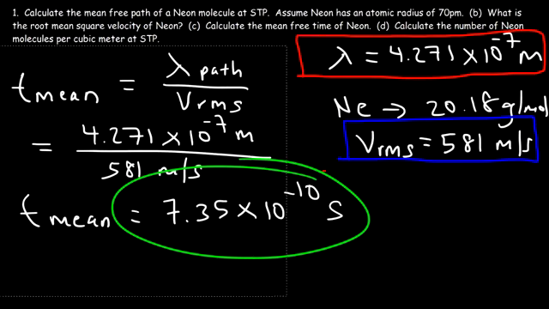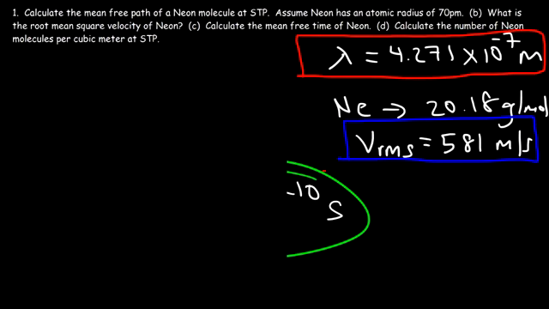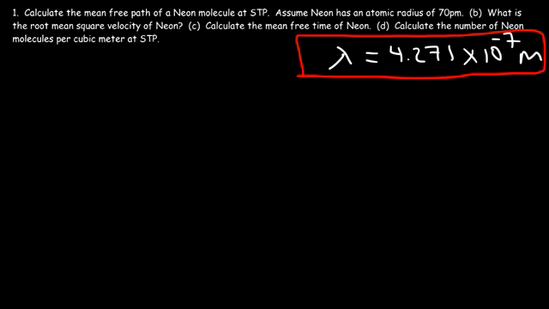Now let's move on to the last part, part D. Calculate the number of neon molecules per cubic meter at STP. So first, let's start with the equation. This is another variant of the mean free path equation. So the mean free path can be described as the volume divided by 4 pi times the square root of 2 times r squared times n.